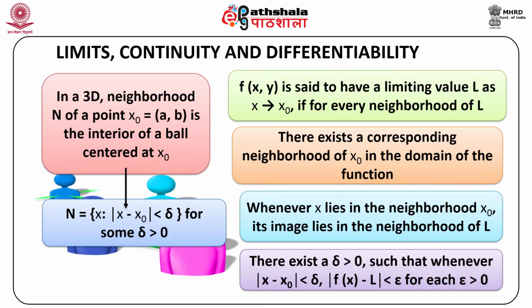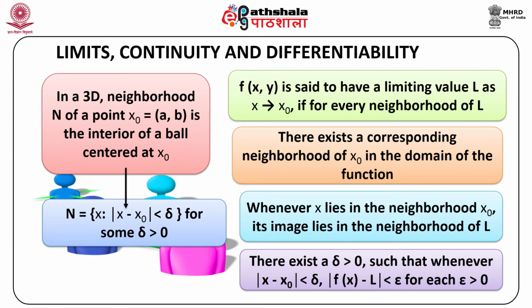To formally define limit, the concept of neighborhood needs to be extended to R3. In a three-dimensional space, a neighborhood N of a point x0 equal to a, b is the interior of a ball centered at x naught. N is equal to the set of x such that modulus of x minus x naught is less than delta for some delta greater than 0.